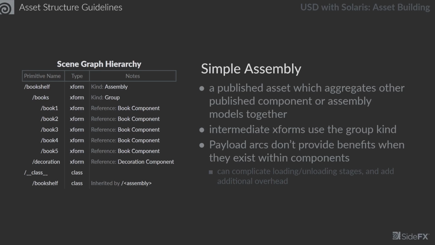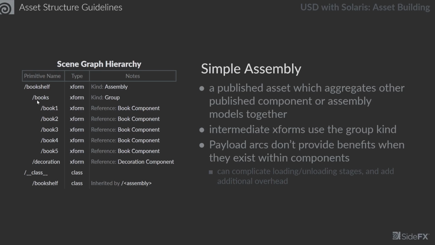One thing to keep in mind too is that when you have these intermediate primitives that are just there to help organize, those can just use the group kind. You don't have to have those set to anything else like assembly. That can just be a group Xform.